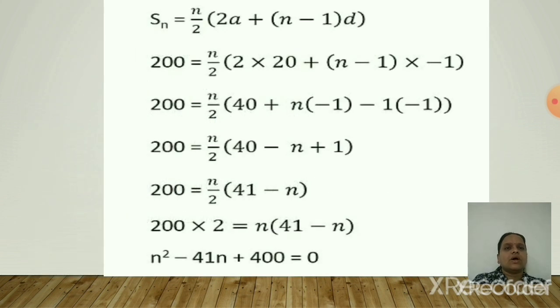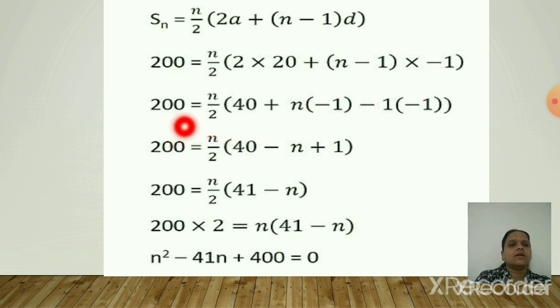See the solution now. Again we will apply the same Sn formula: Sn equal to n by 2 in the bracket 2a plus n minus 1 into d. So Sn is 200, equal to n by 2, 2 into 20. In the first row there are 20 logs, so a is 20, plus n minus 1. It is decreasing by 1, so the difference is minus 1. So d equals minus 1.